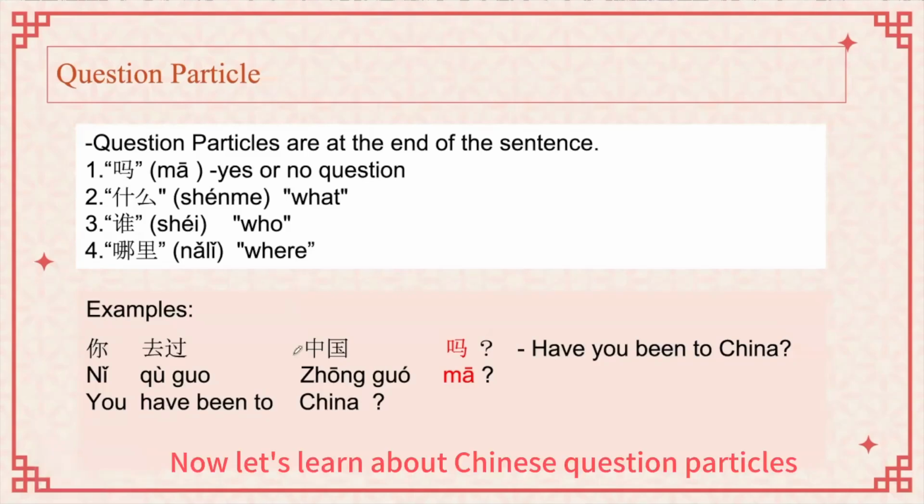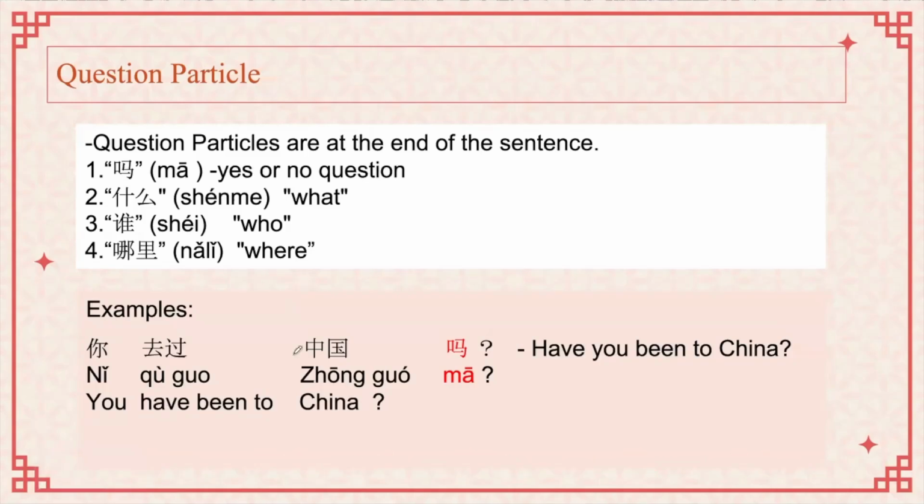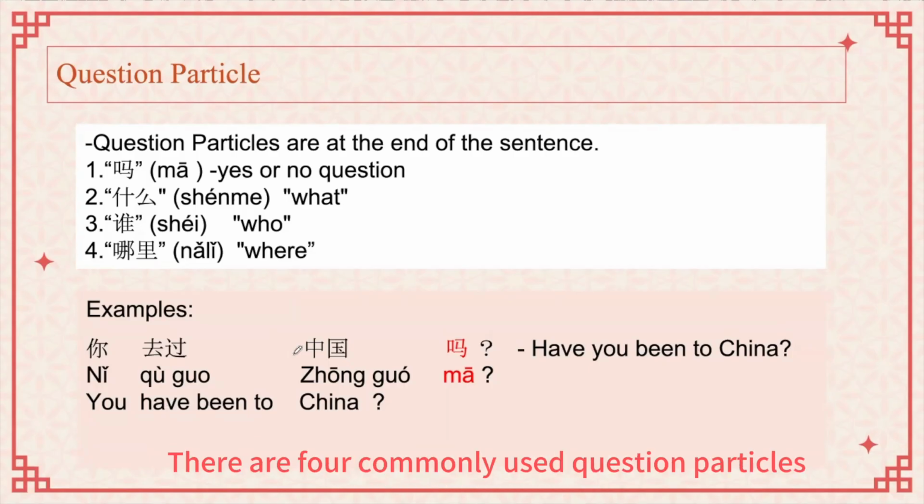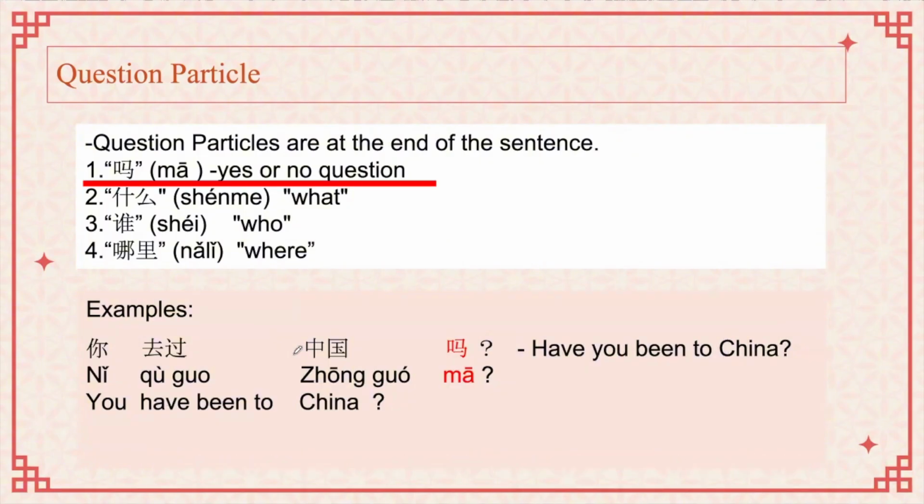Now let's learn about Chinese question particles. Question particles are always used at the end of the sentence in Chinese. There are four commonly used question particles. The first one, 吗 (ma), is to ask yes or no questions.